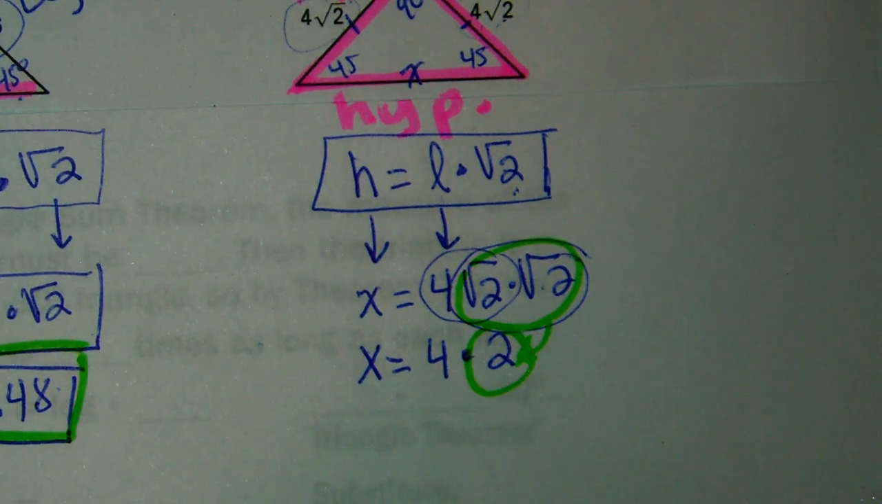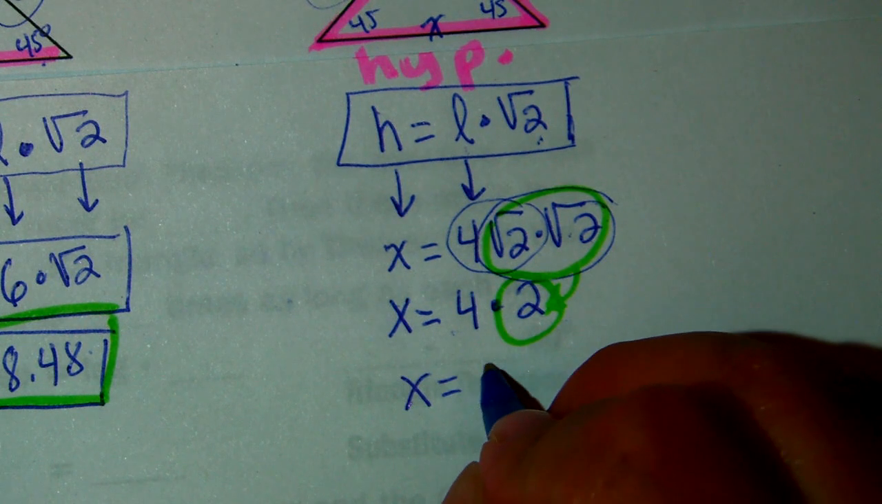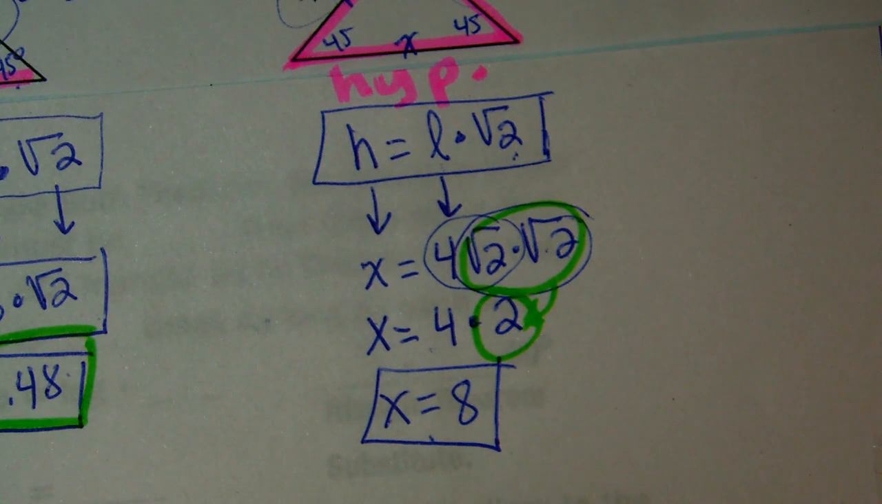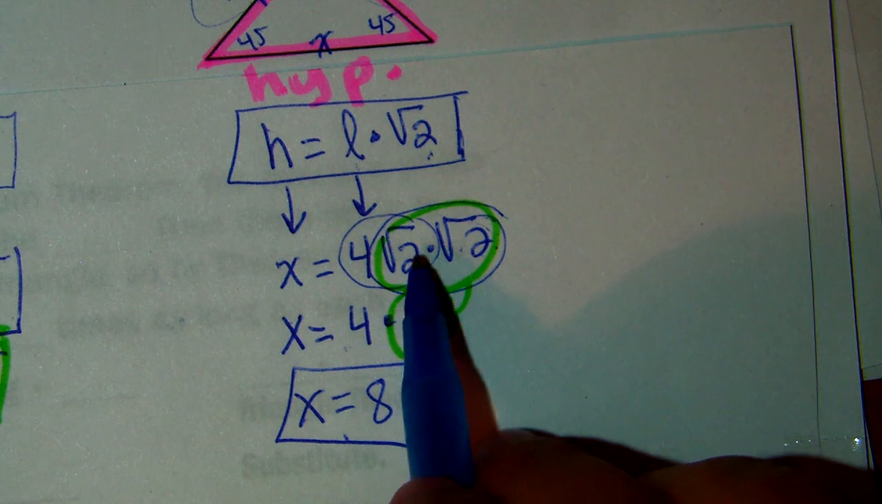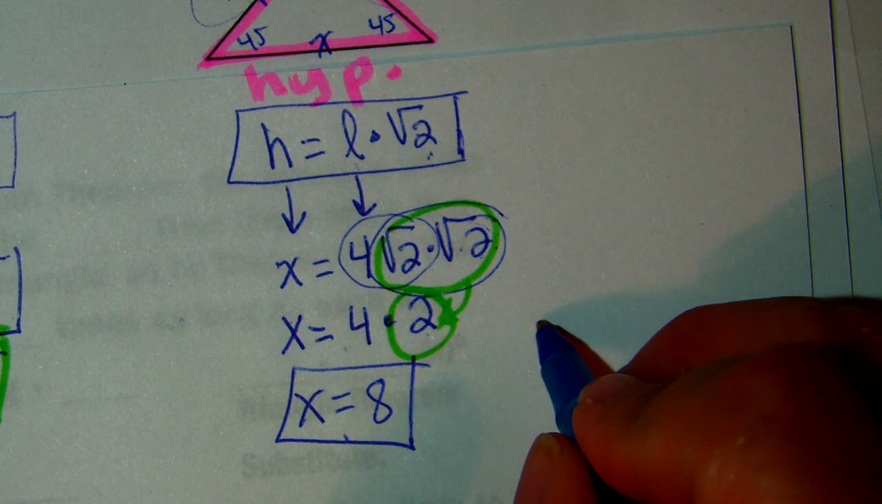Okay. So what is 4 times 2? 8. And that is the value of the hypotenuse. Okay? You can test this in your calculator, and the reason square root of 2 times square root of 2 is 2 is because of this rule.